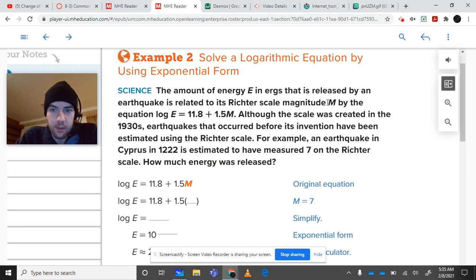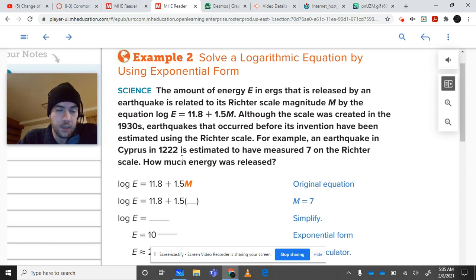So if you ever hear, like, in San Francisco, there was a 7.4 magnitude earthquake, or in Haiti, there was an 8.1 magnitude earthquake, that's the magnitude that they're referring to. Although the scale was created in the 1930s, earthquakes that occurred before its invention have been estimated using the Richter scale. For example, an earthquake in Cyprus in 1222 is estimated to have measured a 7 on the Richter scale. How much energy was released by that earthquake?